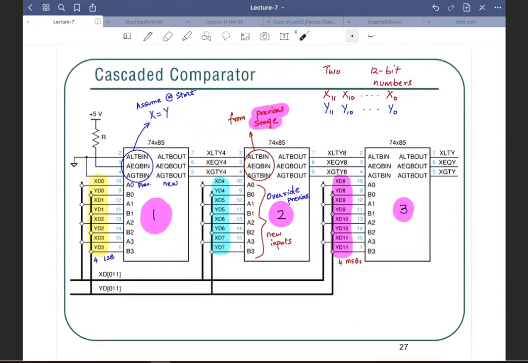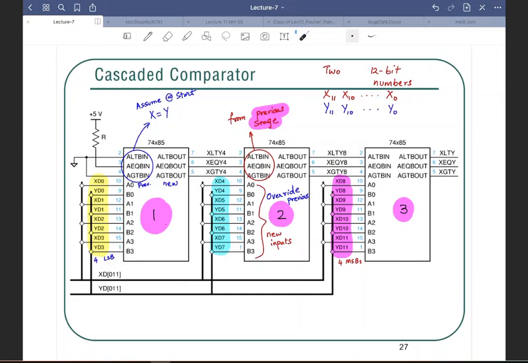So just to recap quickly, you have 12 bits each for X and Y. You give the 4 least significant bits of each number to stage 1, the next 4 to stage 2, and the 4 most significant bits to stage 3. Then each 74X85 chip has 3 inputs indicating whether the numbers are equal, greater than, or less than from the previous stage. We assume that at the start, they are all equal by making those connections to power and ground. Then based on the new numbers, you generate new outputs. That keeps moving forward with the idea that the previous stage, because it is lesser in significance, will be overridden by the newer, more significant bits, depending on how they compare.